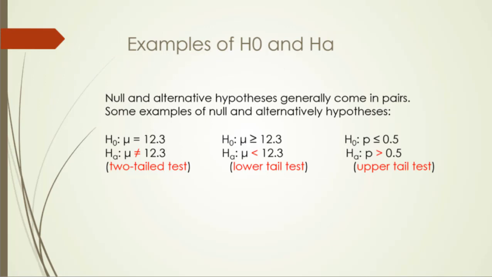Here are some examples of H0 and HA. H0 is generally placed on top of HA. Note that all the statements are about population parameters, mu or p, not sample statistics, x bar or p bar. The sign of inequality in the alternative determines the type of test, whether it's a lower-tailed, upper-tailed, or two-tailed test.